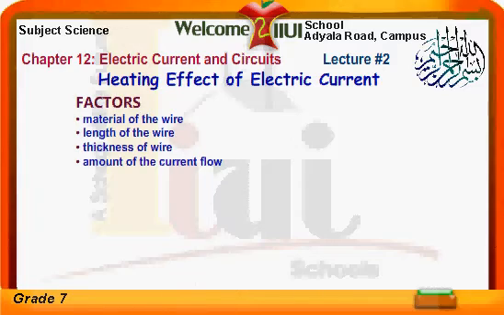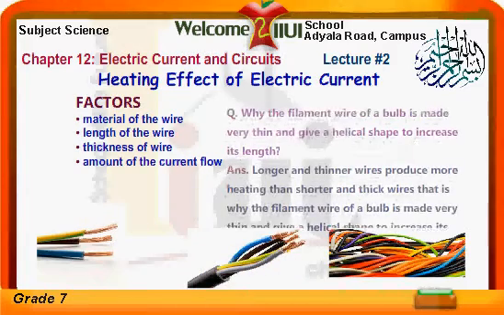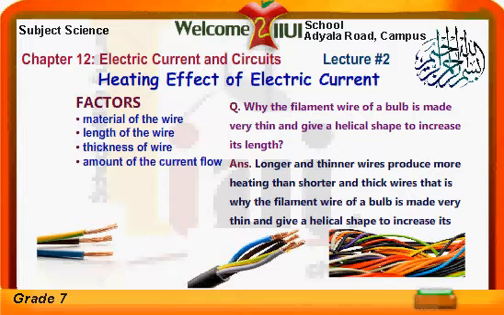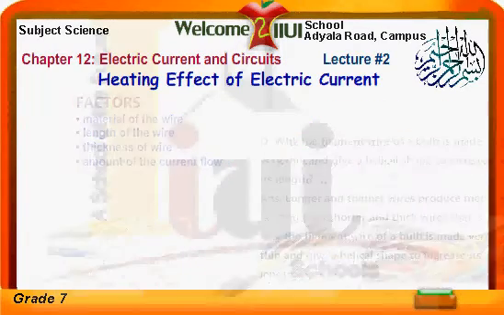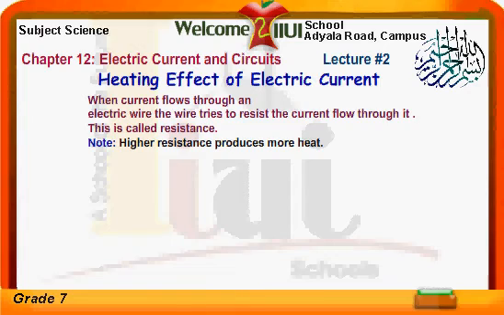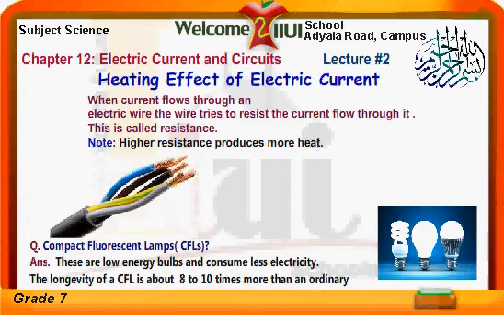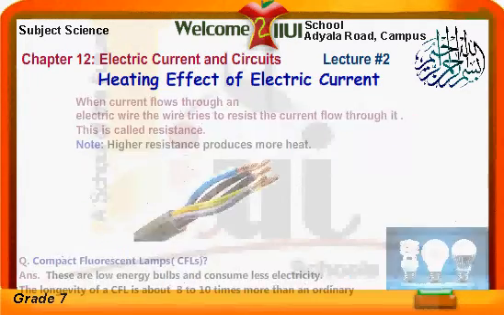Students, the amount of heat produced by flow of electric current through a wire depends upon some factors. These factors are the material of the wire, length of the wire, thickness of the wire, and the amount of the current flow. Students, when current flows through an electric wire, the wire tries to resist the current flow through it. This is called resistance. Higher resistance produces more heat. Thus, for different requirements, we use wires of different materials and different lengths and thicknesses.